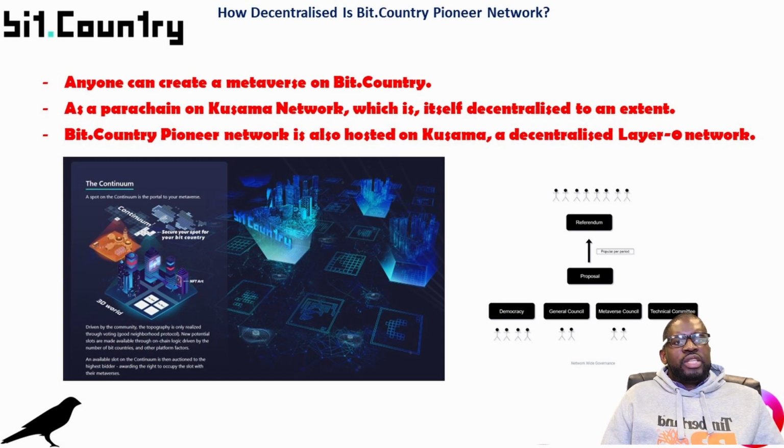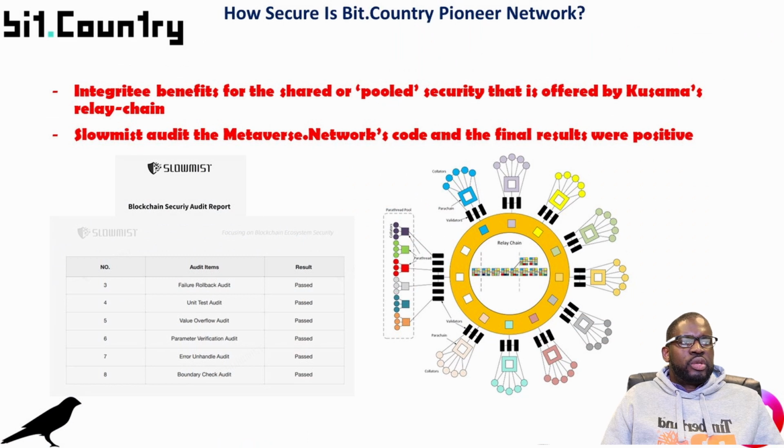Onto security. As with other Kusama parachains, Bit.Country benefits from the pooled security provided by the vast amounts of KSM or Kusama coins, which is KSM, the ticker symbol for Kusama coins, staked by various parachains to secure their parachain slots as well as secure the network. In addition, the Kusama consensus layer runs on the relay chain, which is separated from the transacting layer.